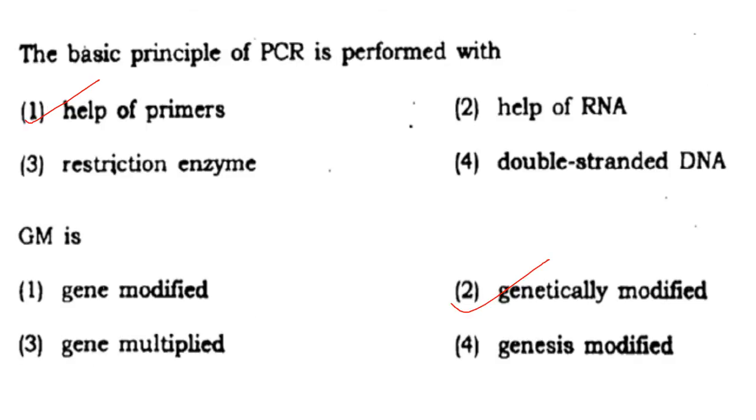Basic principle of PCR is performed with option 1 help of primers, 2 help of RNA, 3 restriction enzyme, 4 double stranded DNA. Answer is option 1 help of primers. GM is 1 gene modified, 2 genetically modified, 3 gene multiplied, 4 genesis modified. Answer is option 2 genetically modified.